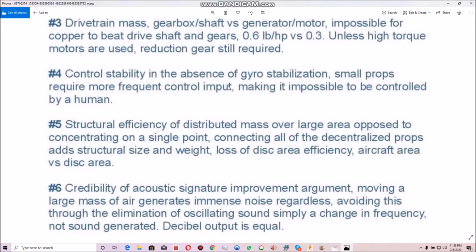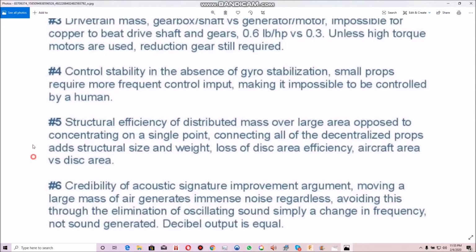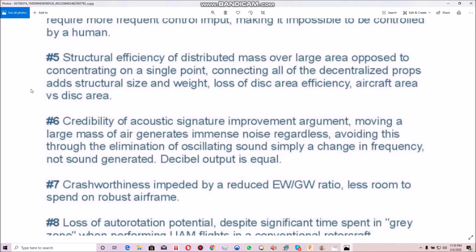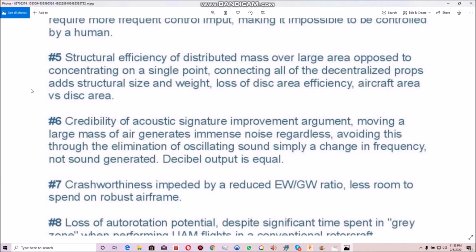These kinds of gyros are very accurate and very cheap, but they're nonetheless a computerized system that's relying on sensors, and in the absence of that system, flying the aircraft by hand is impossible. We're talking about these multi-prop rotor systems. Structural efficiency: if you decentralize that mass over a large number of rotor discs, you're adding structural weight to connect all of these props together. That's going to, of course, add weight.